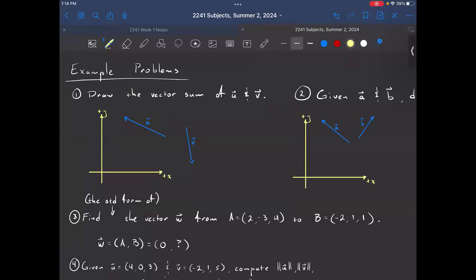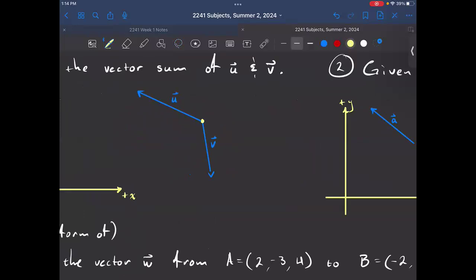So we're given an XY coordinate system and some vectors u and v, and we are being asked to draw the vector sum of u and v. So now let's remember that we're allowed to move these guys around. So let's take u and v, move them over here a little bit. And maybe we'll do the parallelogram rule for this guy.